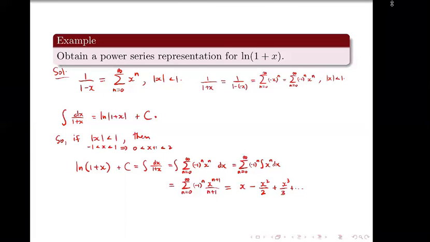So, if x equals 0, then you will have ln of 1 plus 0 plus c. This is equal to what? At x equals 0, this is 0, this is 0, this is 0, etc. This is equal to 0. But ln of 1, that's also equal to 0. So c, this is equal to 0.